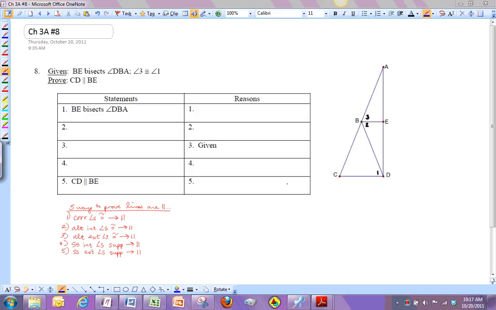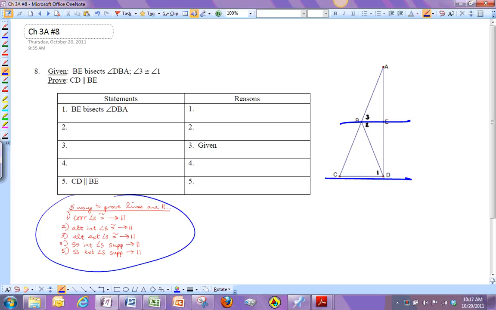Okay, so in chapter 3a, number 8, we're trying to show that two lines are parallel. So we're trying to prove that CD down here is parallel to BE right here. And whenever you're trying to prove lines are parallel, you've got to think about what are the ways to get parallel lines. So I've written them down here.